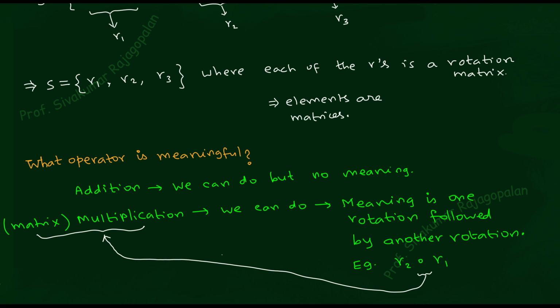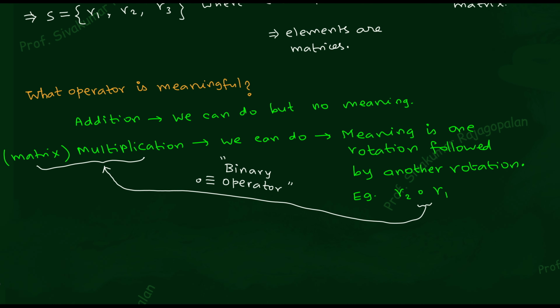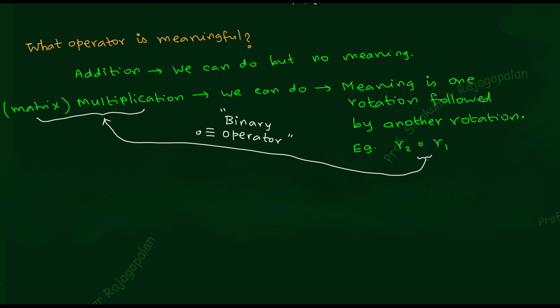R2 circle R1. The small circle is the binary operator. Let me write it down clearly, it's a binary operator, because two elements are there, R2 and R1. In some textbooks, the small circle is also known as the composition operator. There is nothing to worry about the terminology. Either you say it's simply a binary operator, or sometimes it is also known as the composition operator, because you are going to compose. Compose means you are going to generate a new configuration. Composing means generating something new. Configuration means the way in which the object is lying. In our case, it is the triangle.